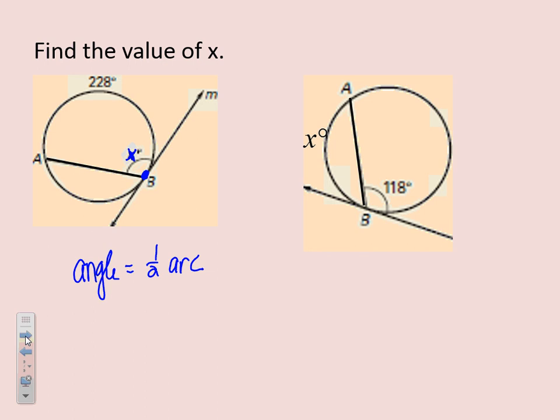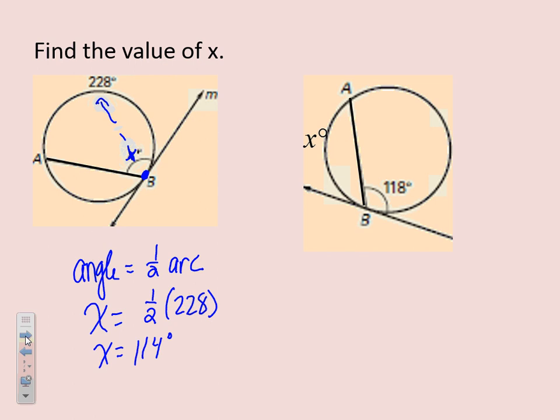We use the formula where the angle equals half the arc across from it. So the angle in our instance is x, and we're going to equal half of the arc across from it. So angle equals half. Who's across from it? 228. So half of 228, so 228 divided by 2 is 114. So angle x is 114 degrees. And now let's take a look at this last example.